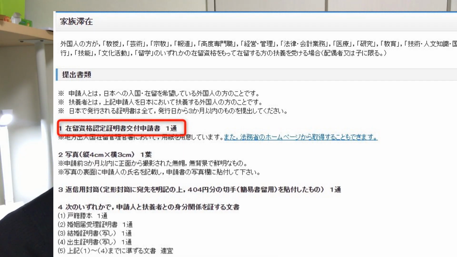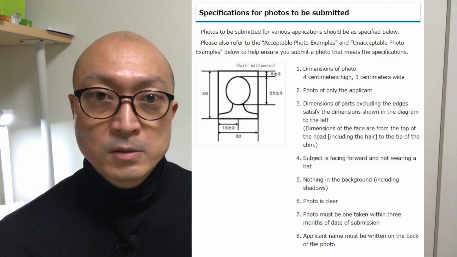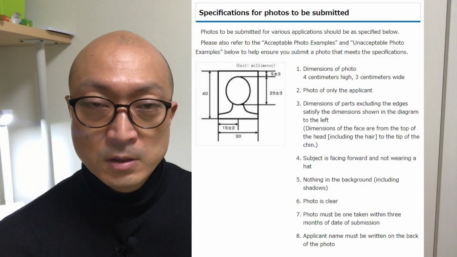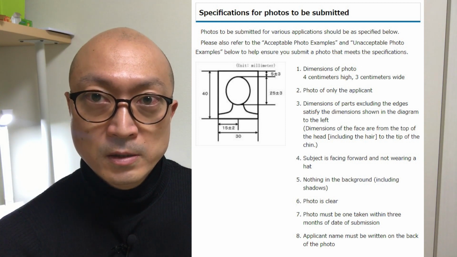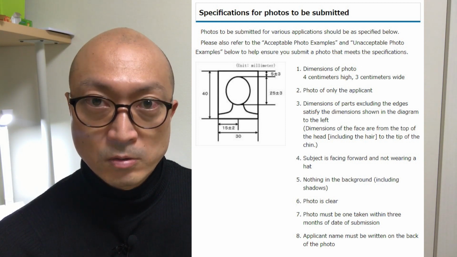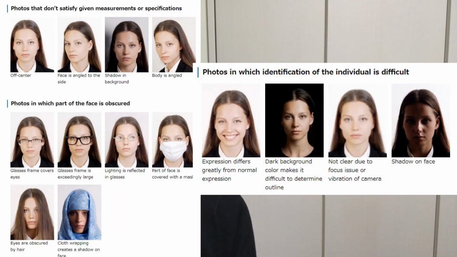Number 1, application form. As to this, let's check at part 4. Number 2, picture. As you know, the size is designated. I will put the link, the column below. These are acceptable photos. These are not acceptable photos.